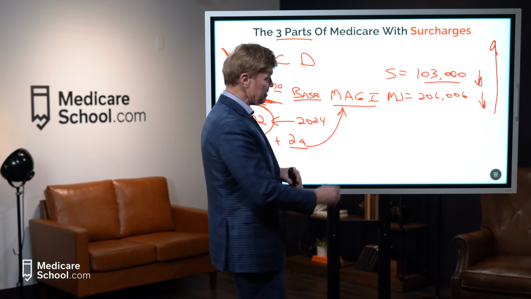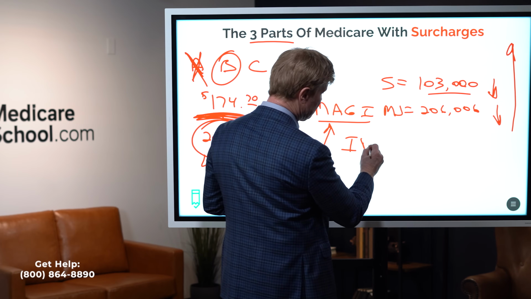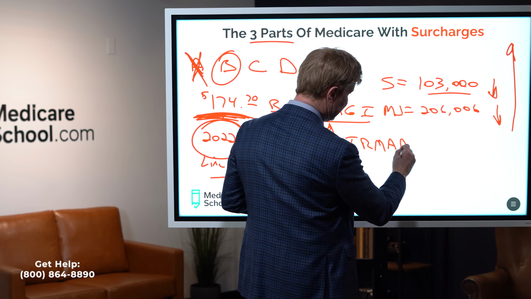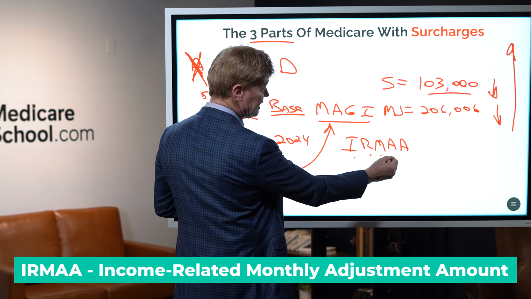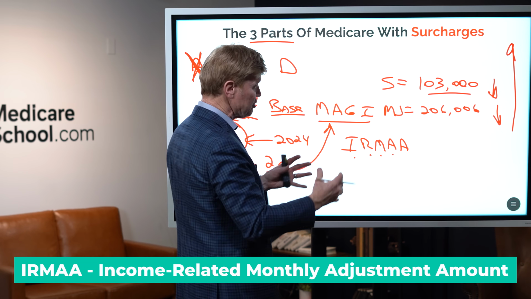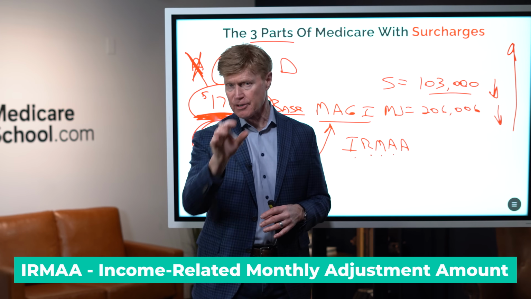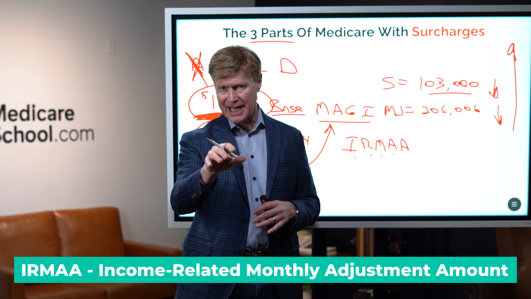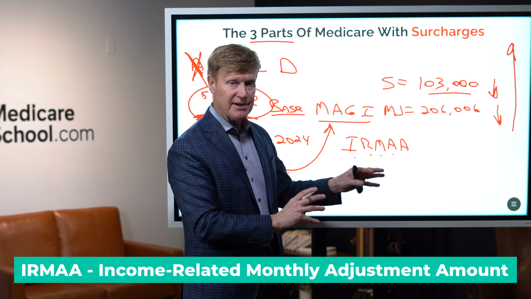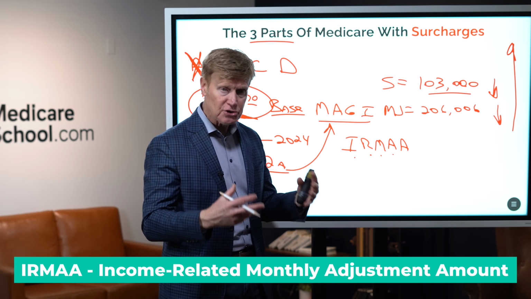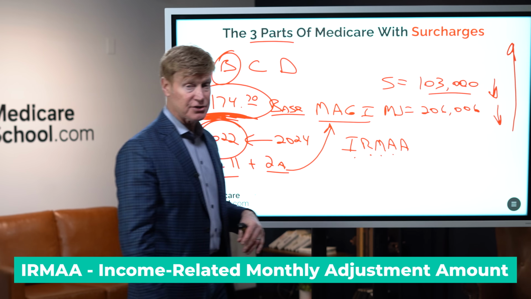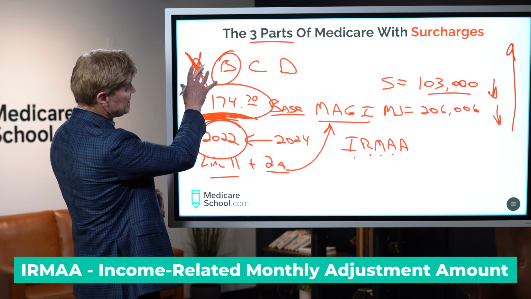This amount added to your Part B is called an IRMAA, which stands for Income Related Monthly Adjustment Amount. They're going to add something to the Part B premium. There are actually 5 levels of IRMAA, and I'll show those to you on the next slide. Wherever your income falls in here will determine how much your surcharge, this IRMAA, is actually going to be. So that's the Part B.